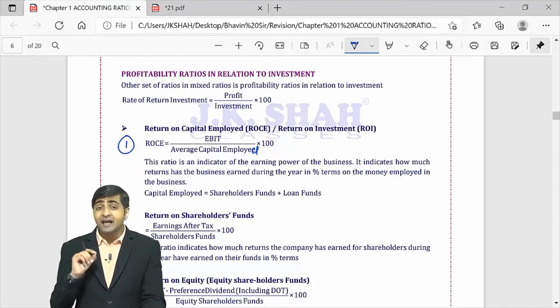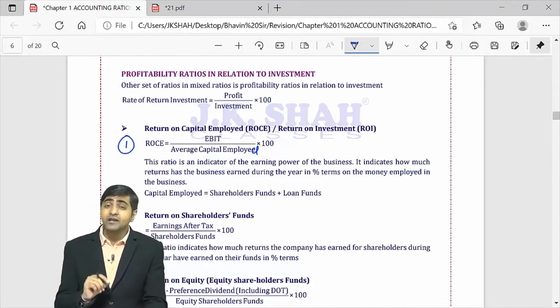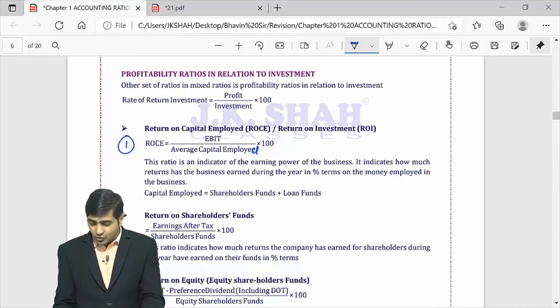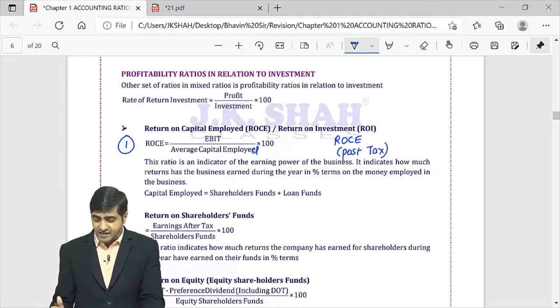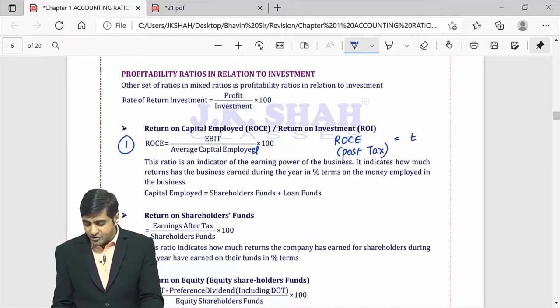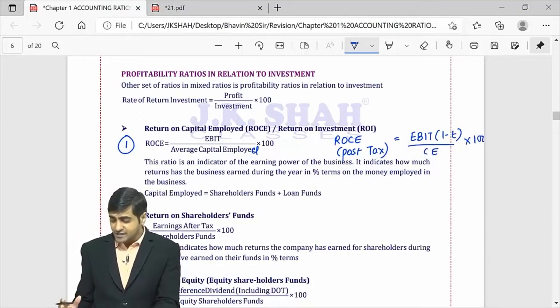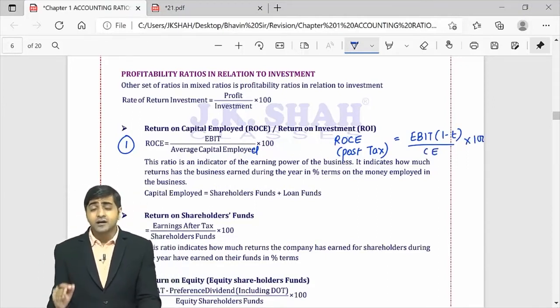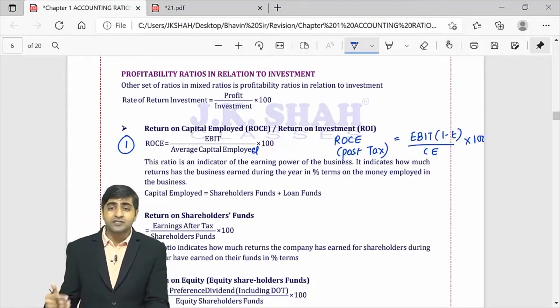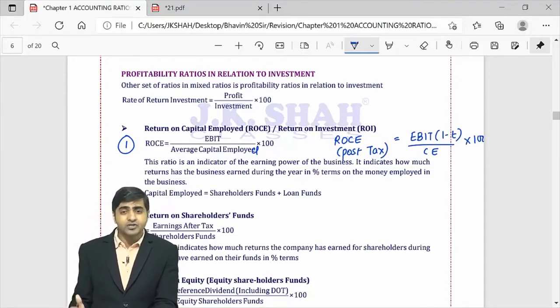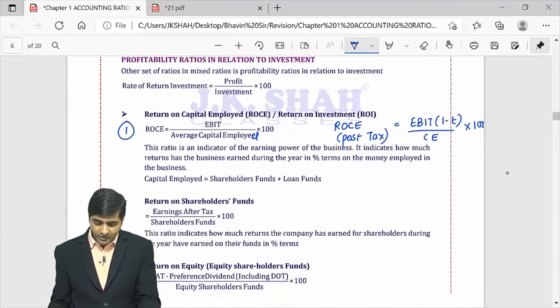But my dear students, again I am repeating, only if they ask you in the question to calculate return on capital employed post tax, then only in that particular situation we will take EBIT into (1 minus tax) and divide that by capital employed into 100. This concept should only be used when we are required to calculate the return on capital employed on a post tax basis, or else in all situations we can use EBIT upon capital employed into 100.